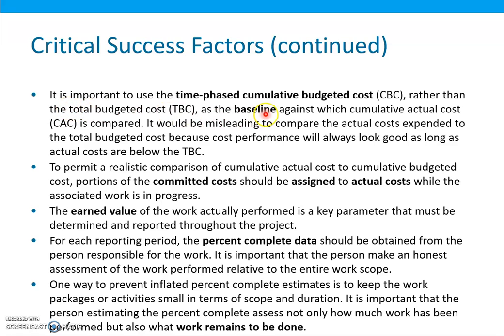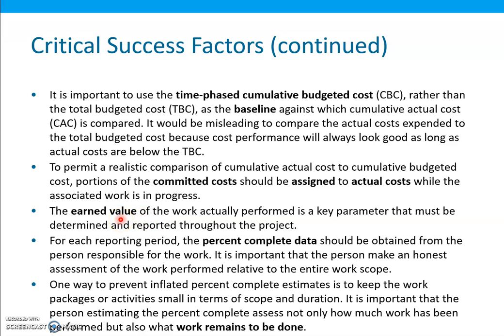It is important to use the time-phased cumulative budgeted cost rather than the total budgeted cost as the baseline against which cumulative actual cost is compared. It would be misleading to compare the actual costs expended to the total budgeted cost because cost performance will always look good as long as actual costs are below the total budgeted cost. To permit a realistic comparison of cumulative actual cost to the cumulative budgeted cost, portions of the committed cost should be assigned to actual costs while the associated work is in progress.